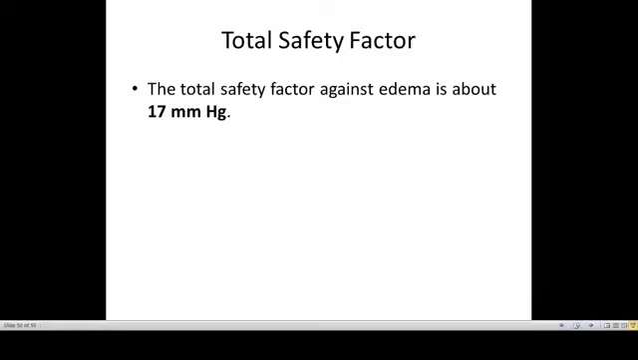Adding the values of all safety factors, the total safety factor against edema is about 17 mm of mercury. This means that the capillary pressure in a tissue could rise by 17 mm of mercury before edema would occur. With this, I end today's lecture.